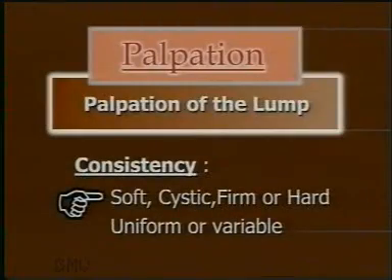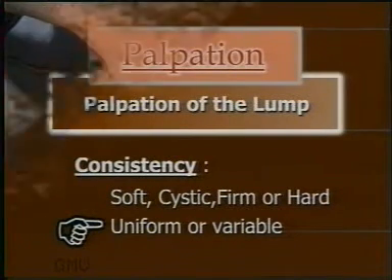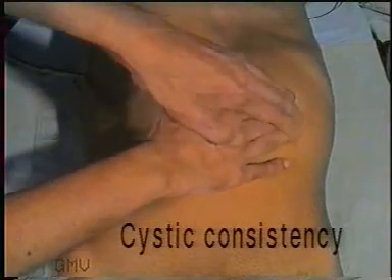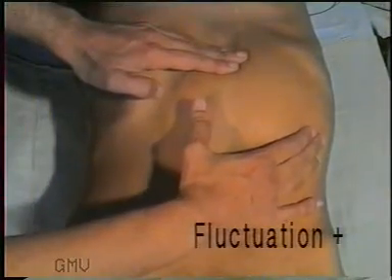Then note the consistency of the swelling, whether it is soft, cystic, firm or hard. The consistency may be uniform throughout the swelling, or it may be variable, that is different in different parts of the swelling. If the swelling is cystic, test for fluctuation and fluid thrill.